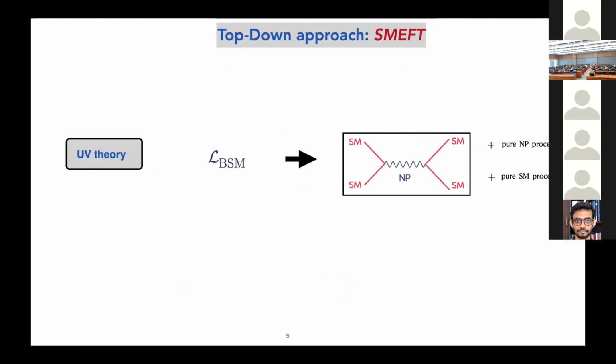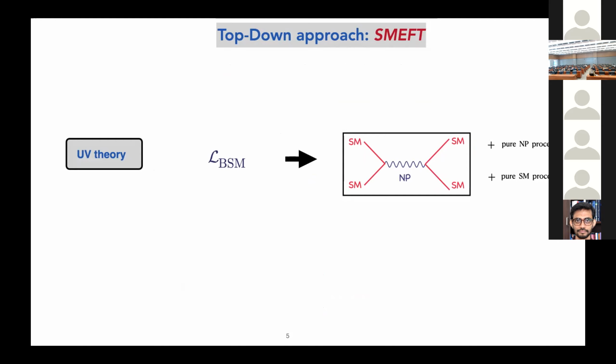But on the other side, if we think about the top-down approach, where we start with some definite UV theory, we look at some standard model process that can be mediated by some kind of new physics. On top of that, we have some pure new physics processes as well, but we'll keep those aside.